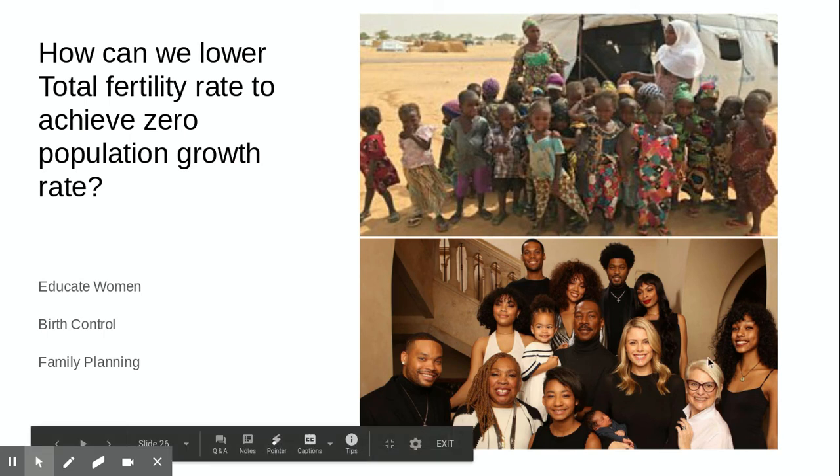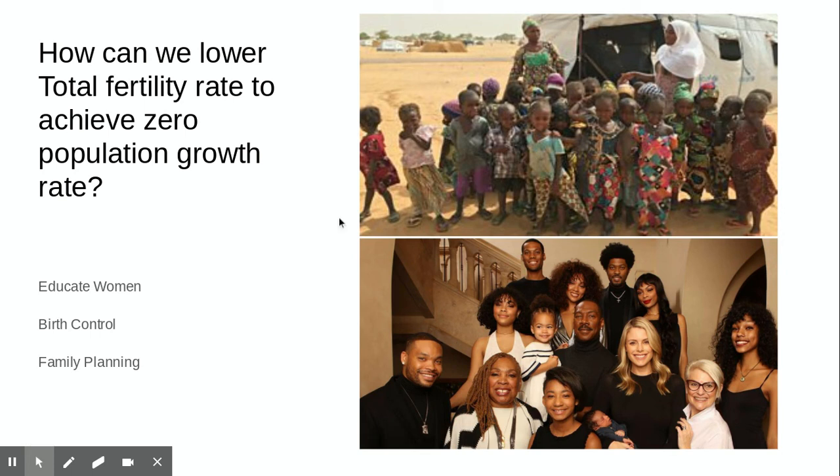And this is Eddie Murphy, one of my favorite actors here. One of the biggest things that you can do to control population growth is educate women. Now, what does that mean? In certain countries, women don't have the opportunity to work and become a provider. And so when that happens, the main goal for a woman would be to start a family.